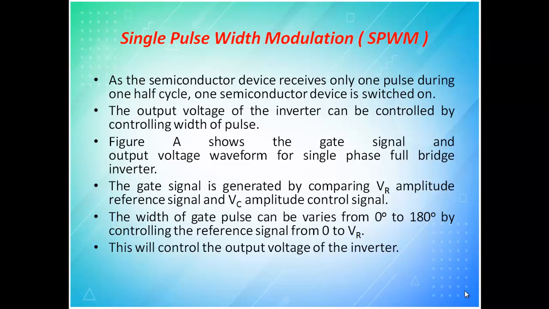Now the T on of the switches T1 and T2, you can turn on and turn off. That is called single pulse width modulation. The gate signal is generated by comparing the amplitude reference signal VR and the amplitude control signal VC. I will show you.